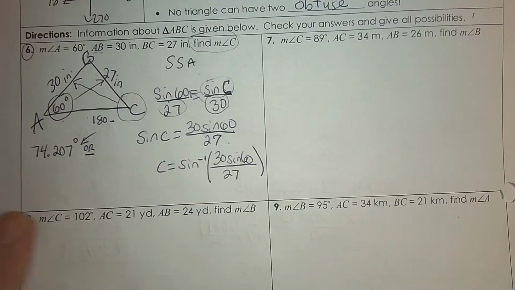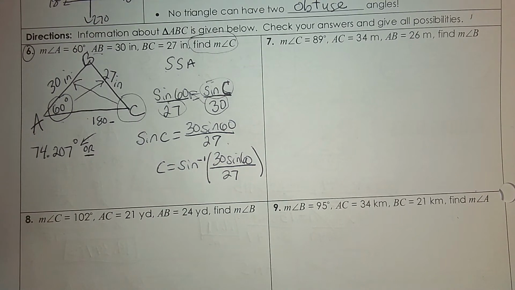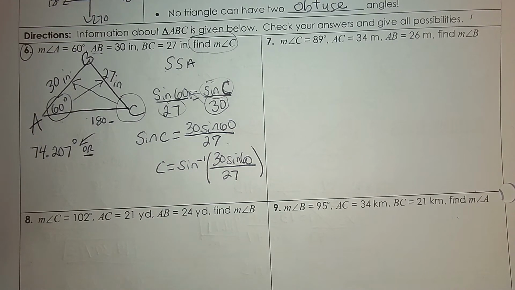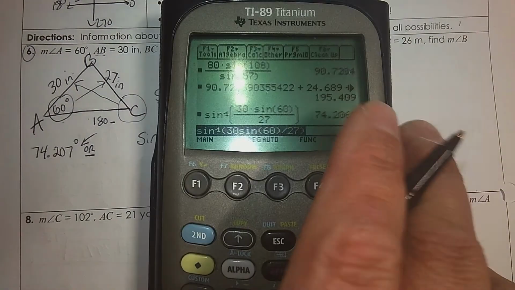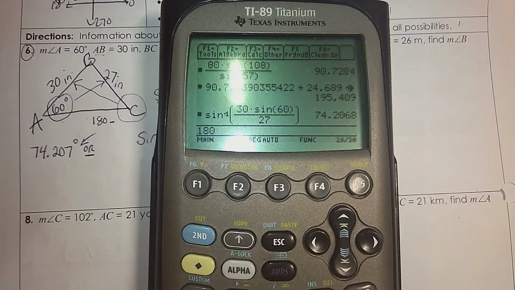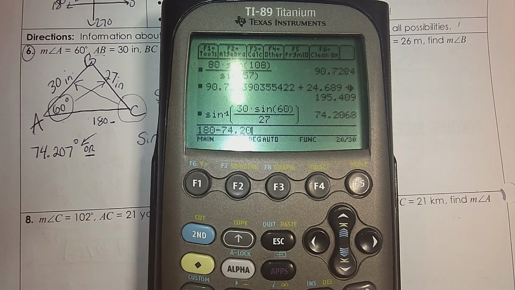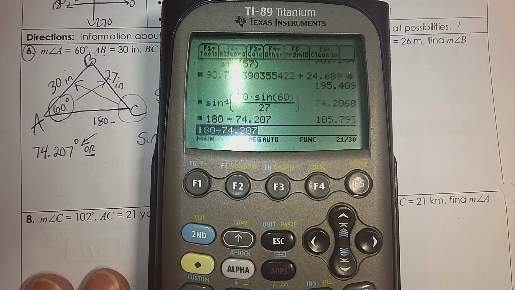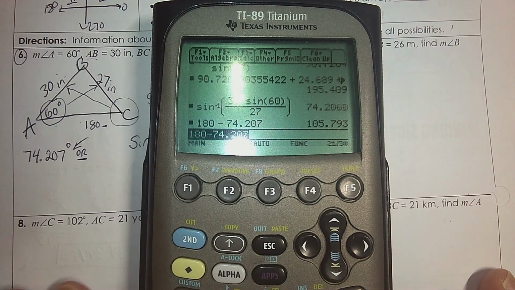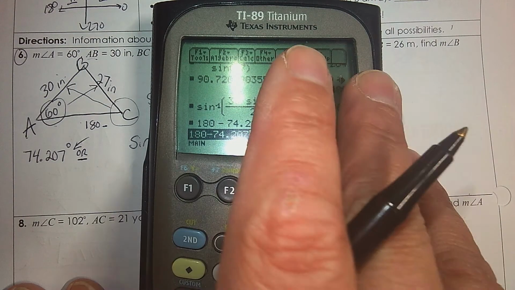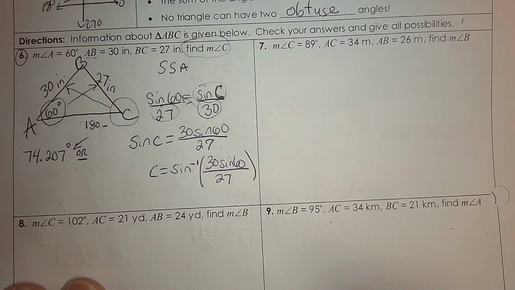To find the other angle, what I need to do is I need to go 180 subtract that number. The angle we just found is an acute angle. There could also be an obtuse angle that could also work. So right now in my calculator, I'm going to go 180 subtract 74.207. What's the obtuse angle that angle could be? 105.793.